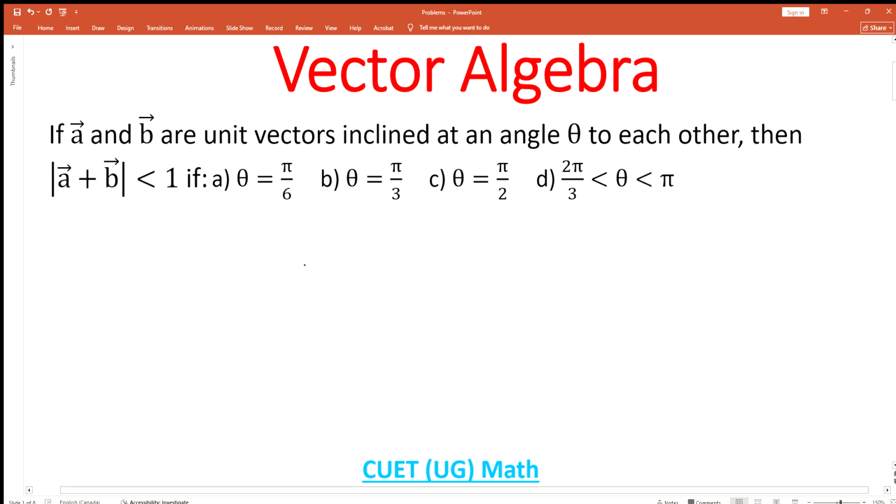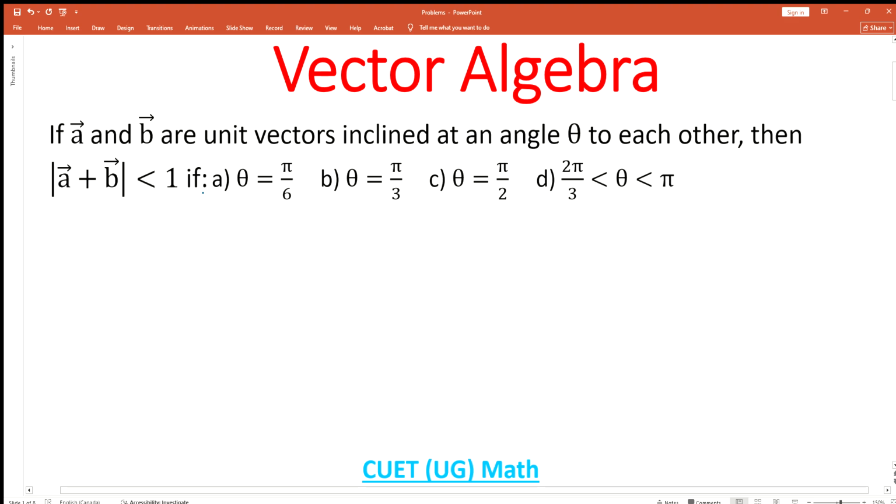In this video, we'll solve a vector algebra problem. As per the problem, if vector A and vector B are unit vectors inclined at an angle theta to each other, then the magnitude of sum of vectors A and B is less than 1 if we are given 4 answer choices. We have to choose the correct answer choice. We can use concepts of vector addition to solve this problem.